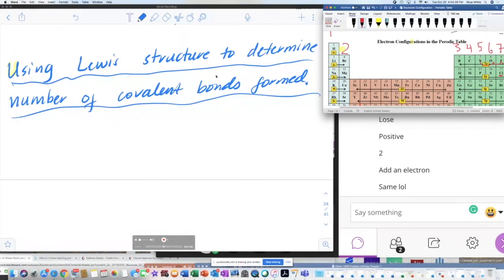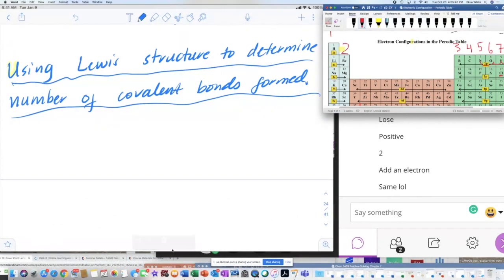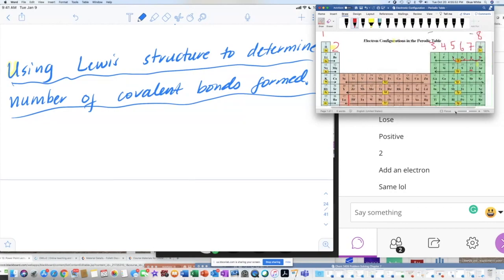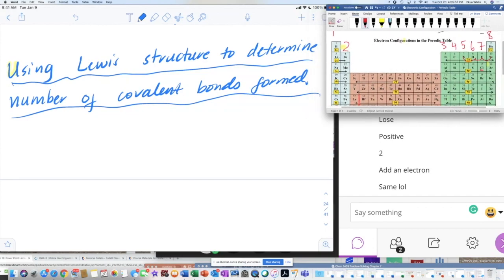To make this go easier, I'm going to use period 2. Period 2 is this group right here. Let me make this smaller so I can bring it here. Okay, hopefully you can see this. Period 2 is from lithium, beryllium, all the way to fluorine. Let me erase this. So we'll use Lewis structures or Lewis symbols to determine the number of covalent bonds formed.